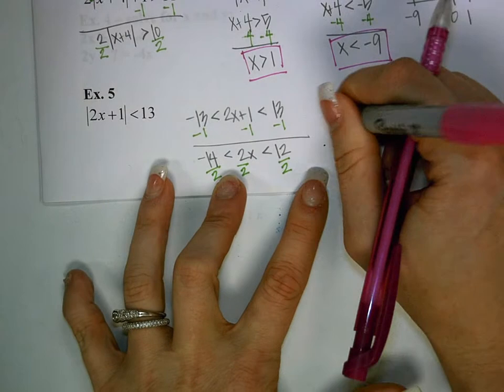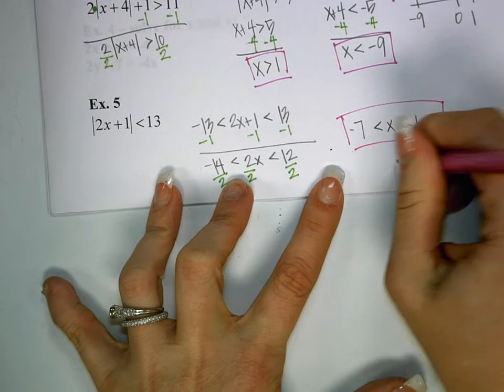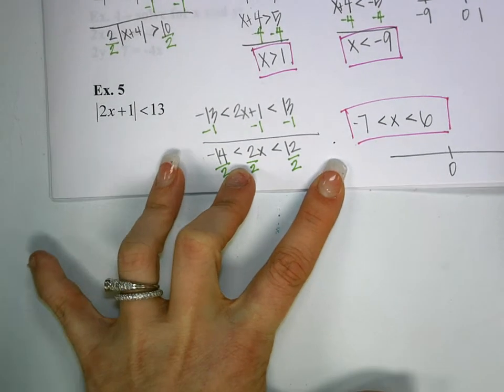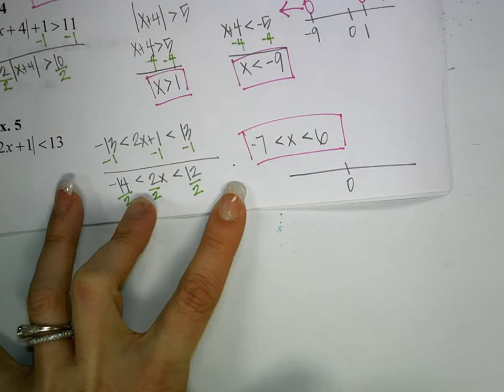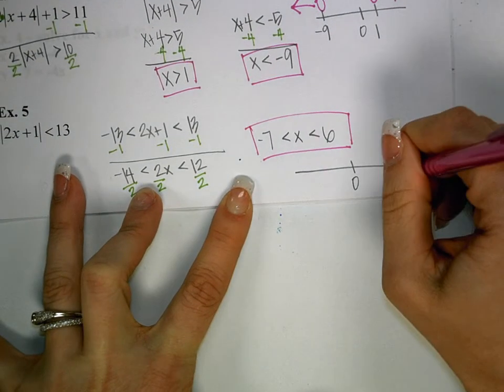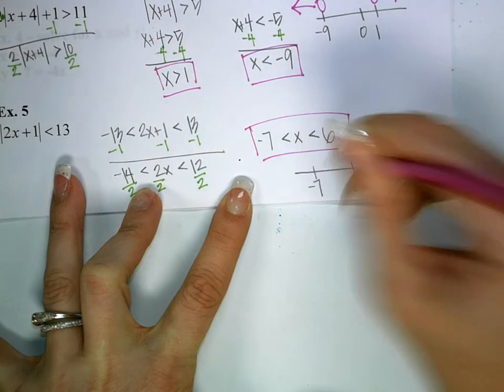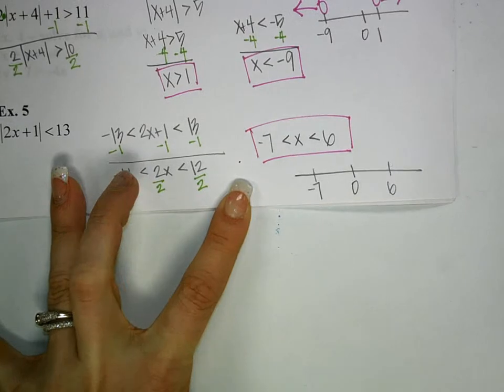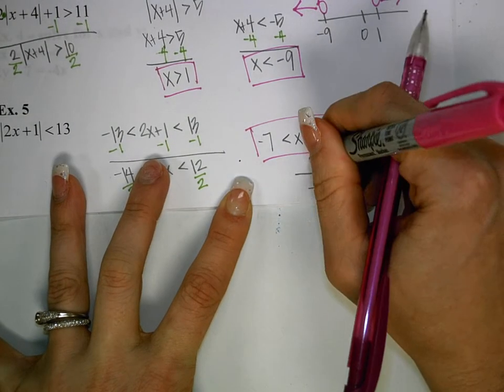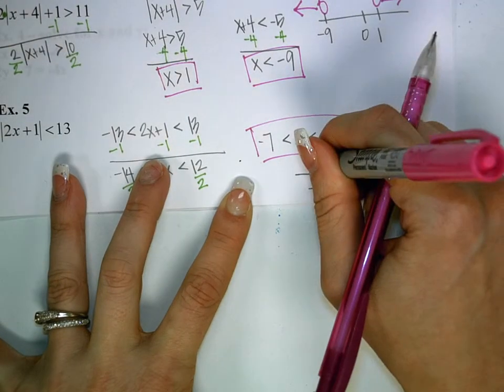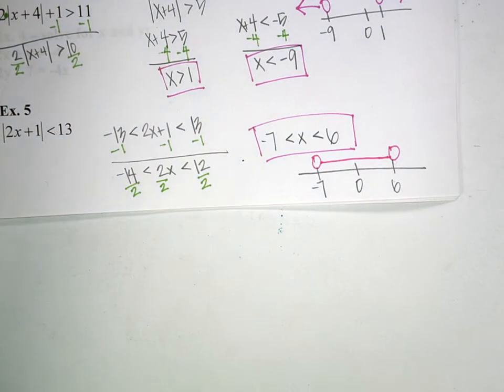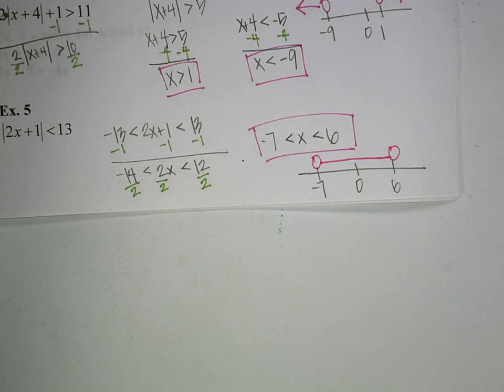That's our actual answer. And when you graph that, remember I always want that reference point of 0, so that just goes in the middle. Positive 6 is on the right. Negative 7 is on the left. Are these open or closed circles? Open circles. And just color in right in between. That's your answer. That's all we're looking for.